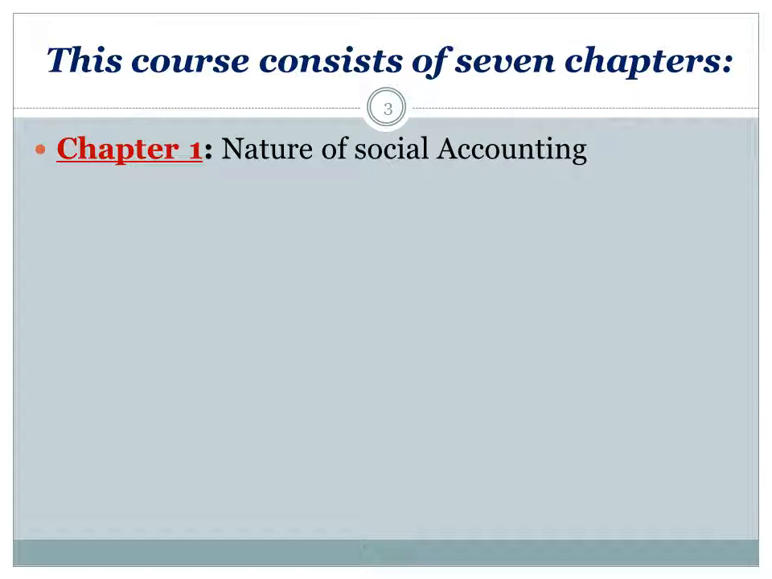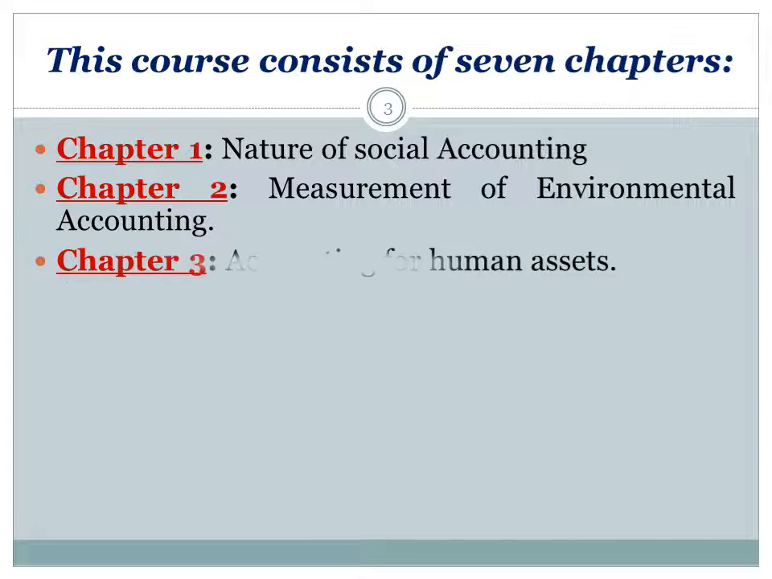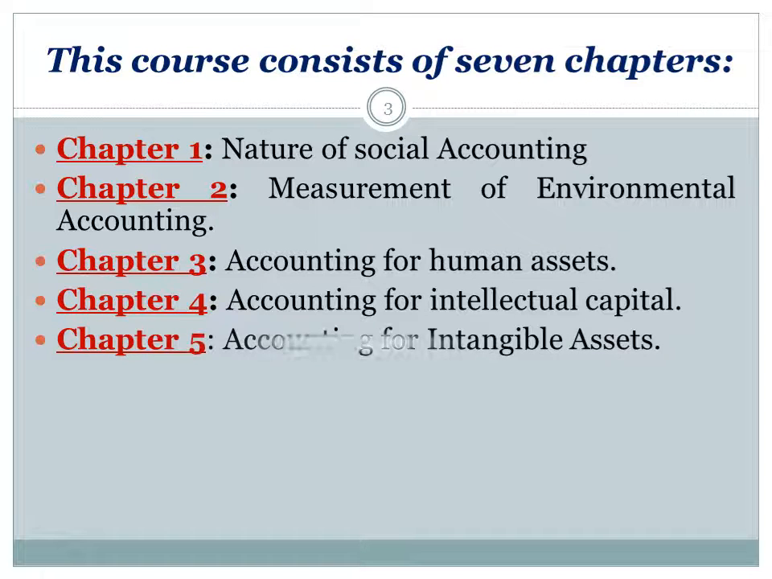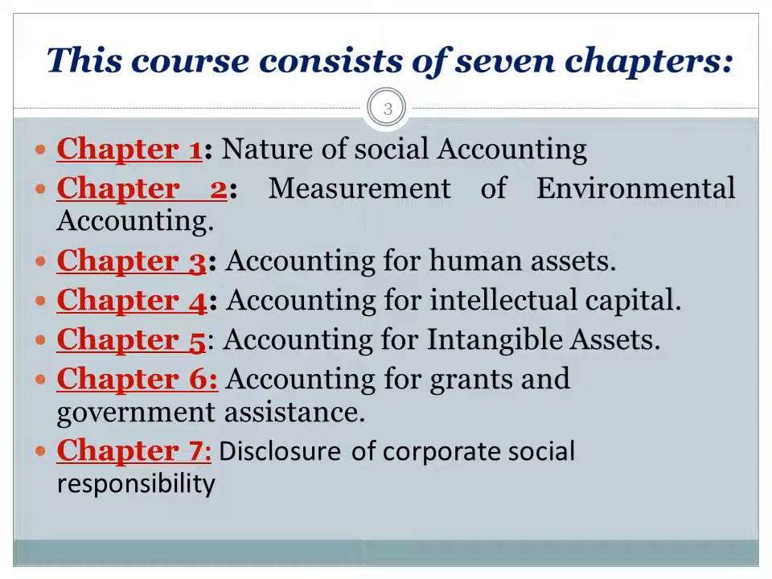Our course consists of 7 chapters. Chapter 1, Nature of Social Accounting. Chapter 2, Measurement of Environmental Accounting. Chapter 3, Accounting for Human Assets. Chapter 4, Accounting for Intellectual Capital. Chapter 5, Accounting for Intangible Assets. Chapter 6, Accounting for Grants and Government Assistance. Chapter 7, Disclosure of Corporate Social Responsibility.